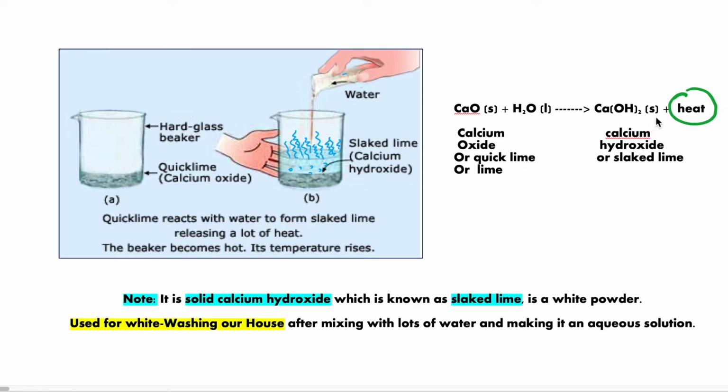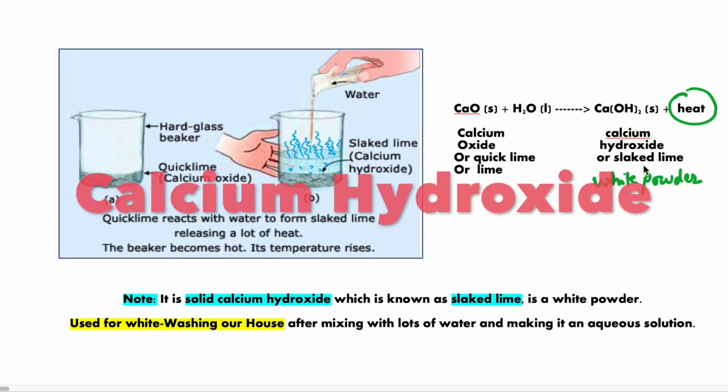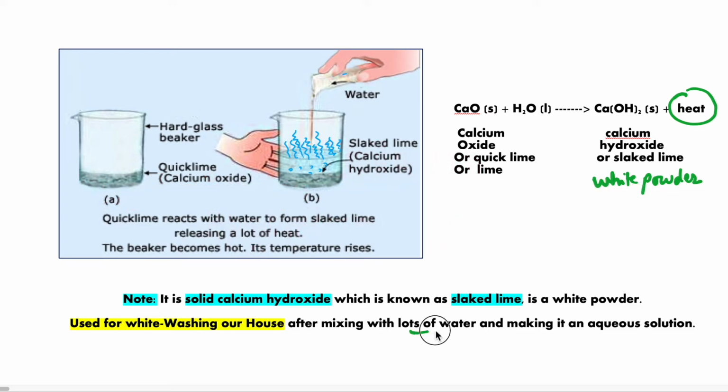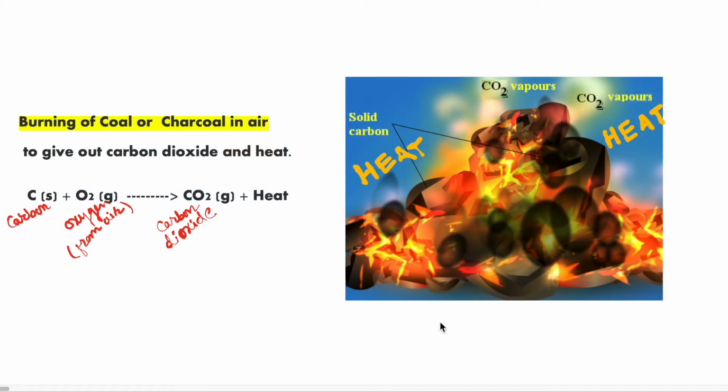Children, note here that this solid calcium hydroxide, which is also known as slaked lime, is a white powder. And when this white powder is mixed with lots of water, it becomes aqueous, which is used for whitewashing our house. Let us see another example showing rise in temperature: burning of coal or charcoal in air.